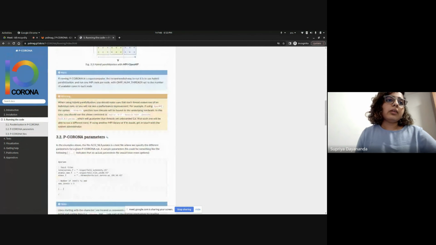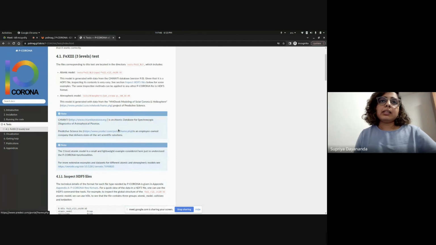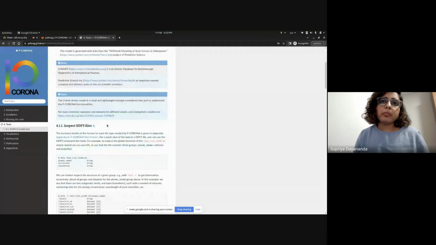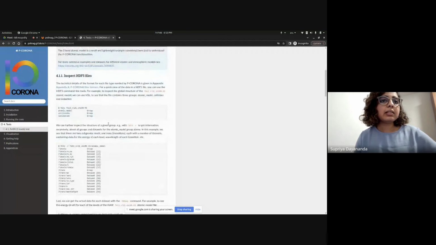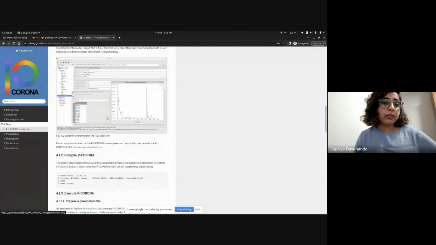And we also give in the Git directory a simple test case for a 3-level atomic system and for a Predictive Science model. This is a small case so that you can just run this code probably on your laptop and get the results and make sure you're running the code correctly and get yourself familiar with the code.